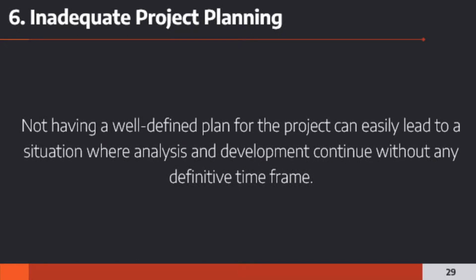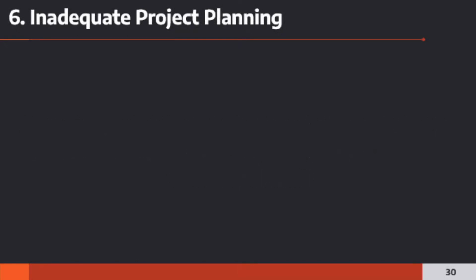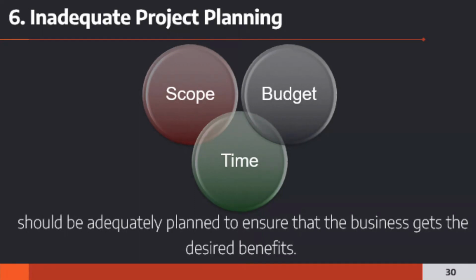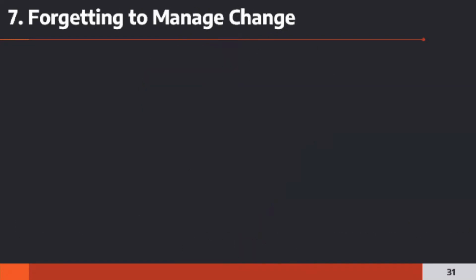That's simple software development scenarios. Okay, so you need to plan. So you need to plan based on your scope, on your budget, on your time. Okay, these three should be adequately planned to ensure that the business gets the desired benefits. Right? Scope and limitation, your budget, and time. It's very important.